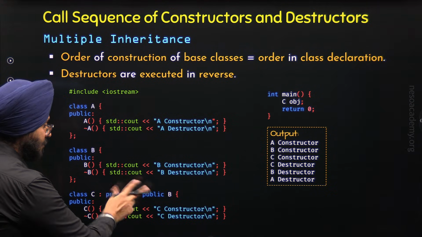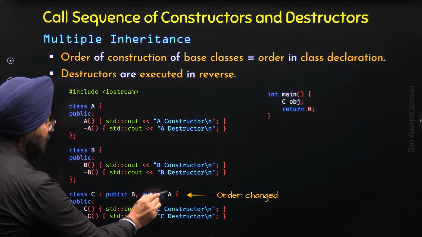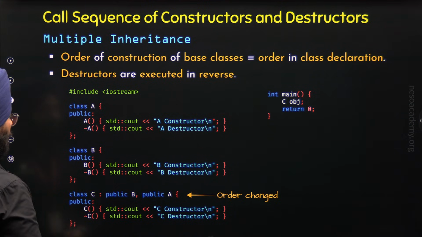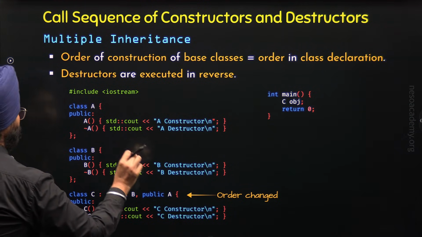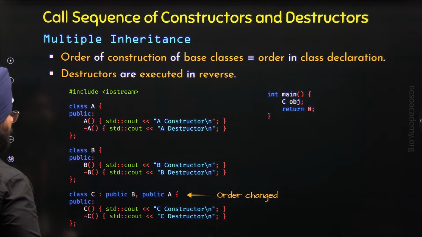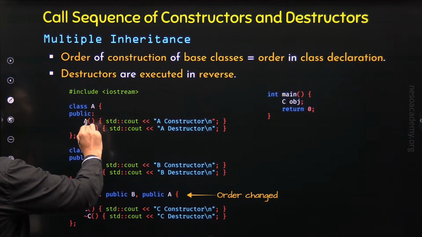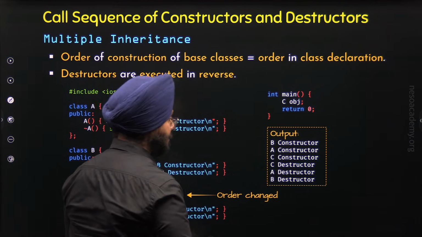Now let's change this order. Now we have class B first, then we have class A. Order is now changed. Now what happens in this case? We know the order has been changed. Therefore, the constructor of class B will be called first, and then the constructor of class A will be called. So this is the output we will get in this case.